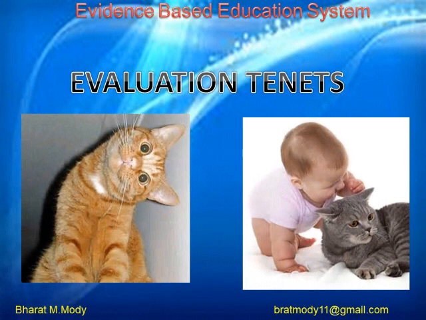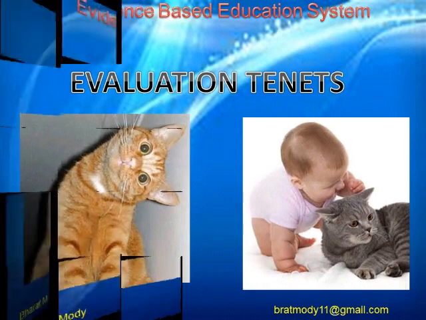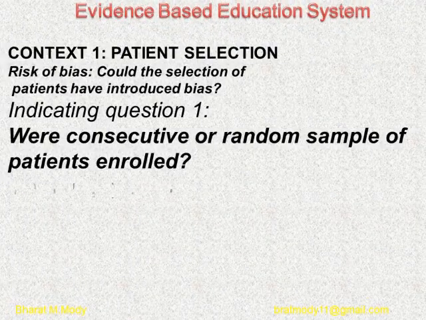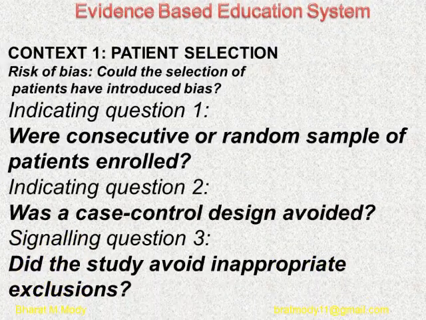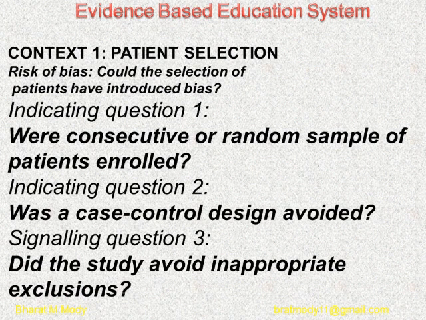So evaluation has to be done at 360 degrees. You have to see the results from all different angles, and only then you will be able to make out. So let us see the different contexts and what are the different questions for that context. Could the selection be biased? Were consecutive or random samples there? That is the indicating question. If the randomization is there, then bias is less.